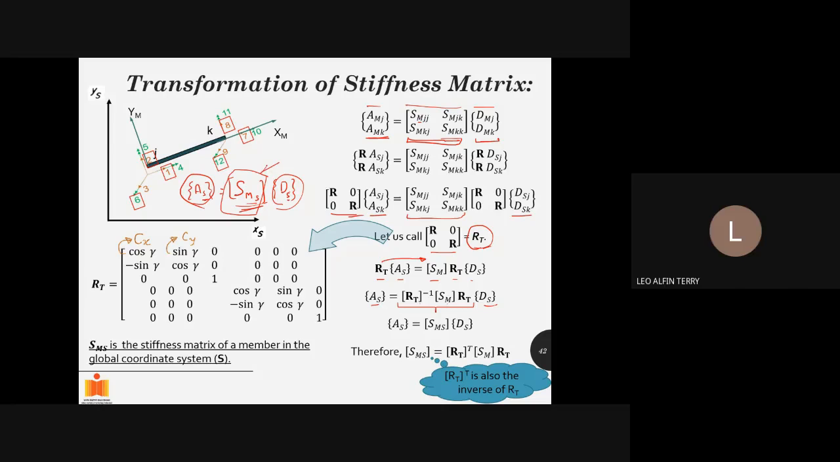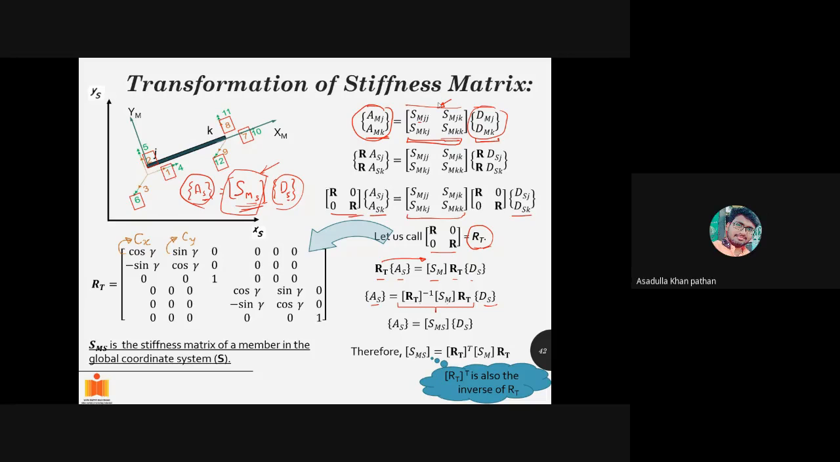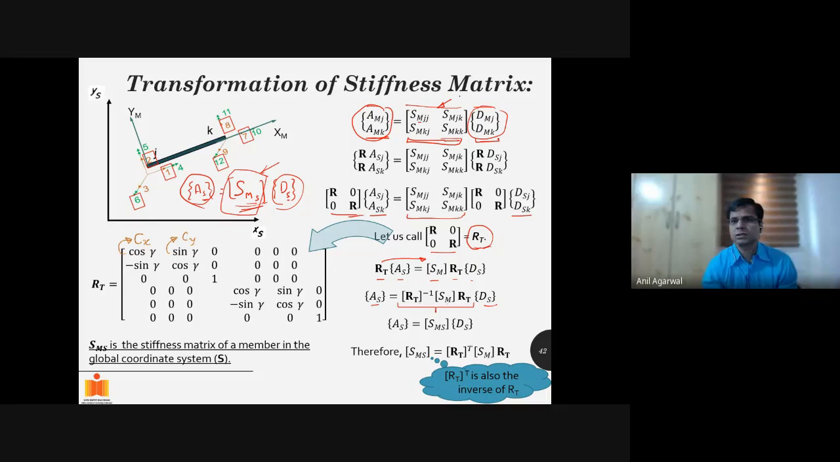Stiffness matrix. Yeah. So there was a matrix that was relating DM with AM. What are we calling that? Member stiffness matrix, the stiffness matrix in the member coordinate system. So this one was the stiffness matrix in the member coordinate system. And the matrix that relates DS with AS will be called the stiffness matrix in the structural coordinate system. Agreed? Right? Because this D and A belong to the structural coordinate system. Therefore, this is the stiffness matrix in the structural coordinate system.